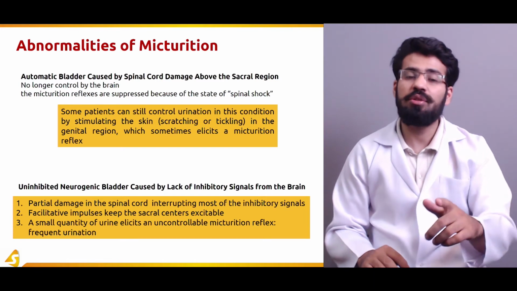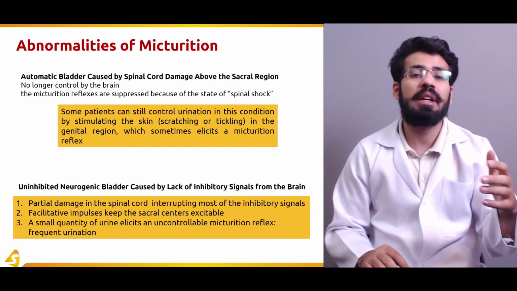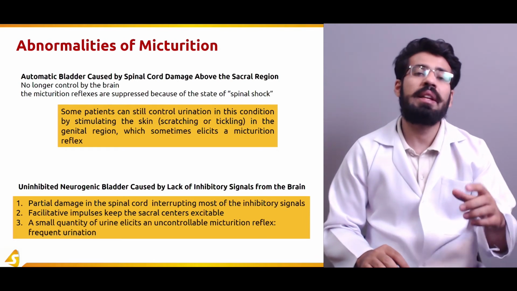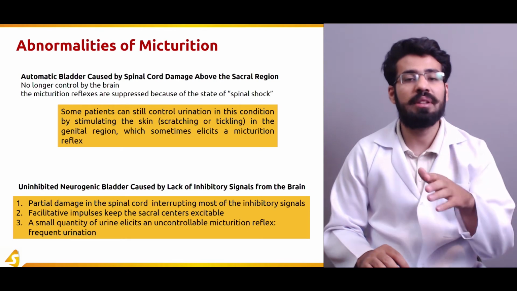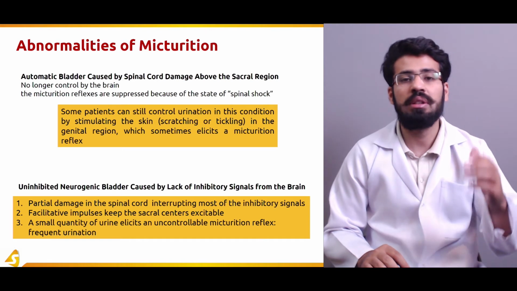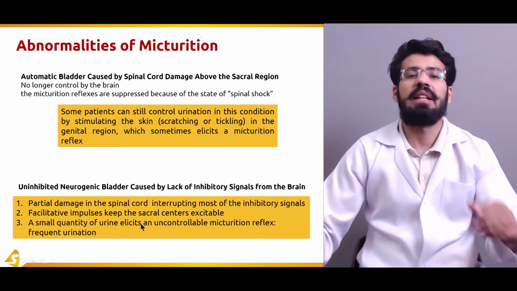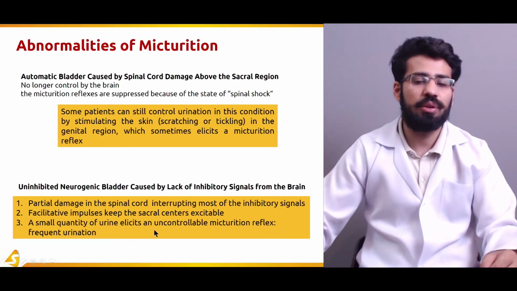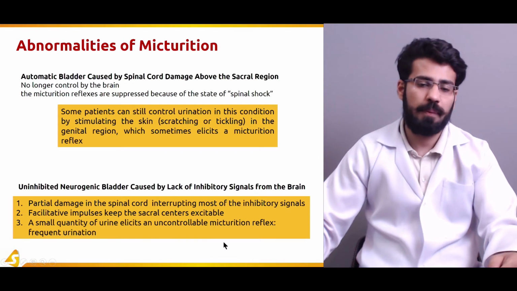micturition reflex. The function of this micturition reflex was partially inhibited by the higher centers. Now, when the higher centers of the brain lose control, whenever the micturition reflex is produced, the bladder will start urinating. This will result in frequent urination or an uncontrollable micturition reflex.